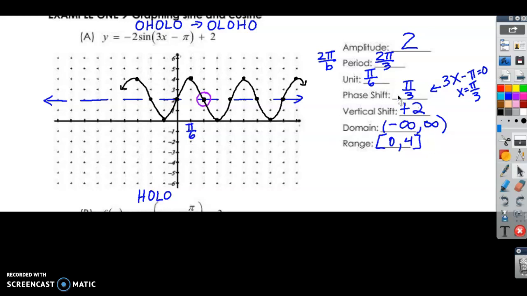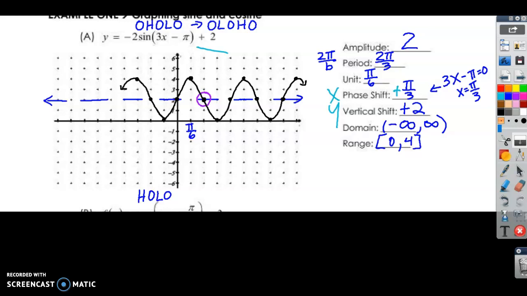Then you can get the phase shift by setting the parentheses equal to 0. And that's positive, so I really should have put a plus next to that. And then plus 2 at the end. There's your vertical shift. That's your x and your y. That's the location of your new 0, 0, which you can see is circled in purple in your graph. The domain should be negative infinity to positive infinity.